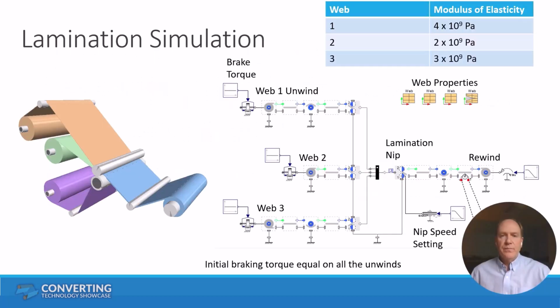In MapleSim, you can do a lamination simulation. This is an example where we have 3 webs with 3 different modulus of elasticity. And in this case, the tension is controlled by brakes on each unwind. And in this initial simulation, the braking torque on each spindle is the same, but the web properties are different. So we're interested in the strain at that nip that comes right after the unwind.